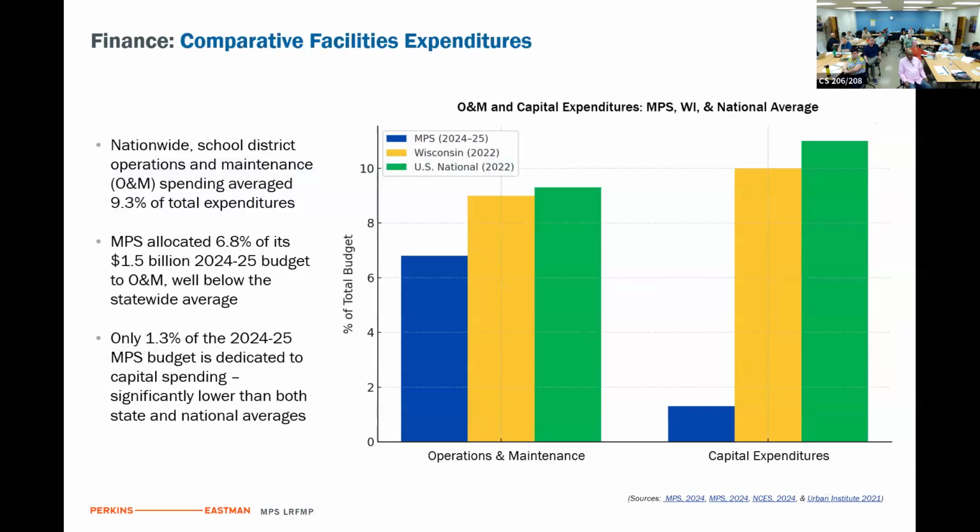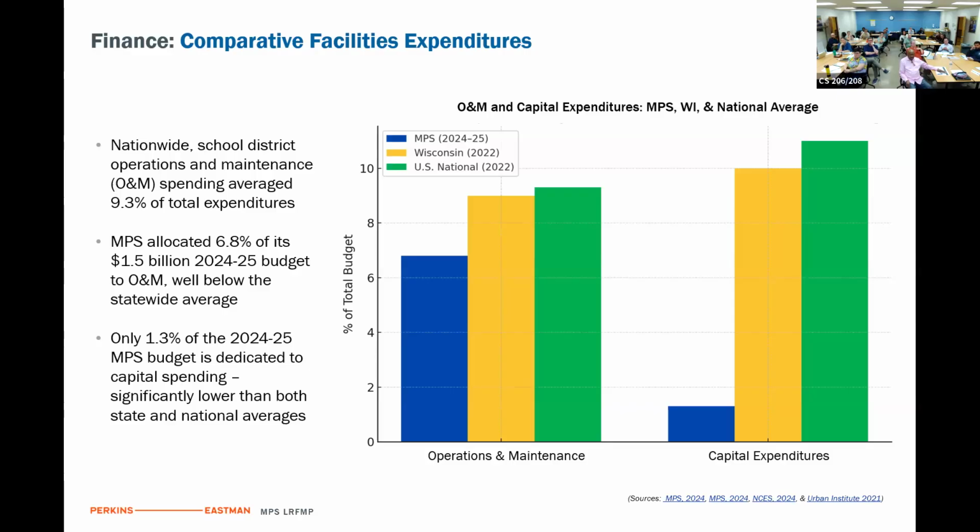This is one we really wanted to highlight: the differences in averages in terms of what percent of the budget goes to facilities work specifically. On the left you're seeing operations and maintenance, those ongoing, recurring costs to maintain buildings. MPS is in blue, the state of Wisconsin in yellow, and the national average in green. A significant difference on the first one, but not quite as significant on the second one, which is capital expenditures, or capital funding for school construction, major renovations, et cetera. That's where you really see the 1.3% compared to 10 percent and above on average elsewhere.